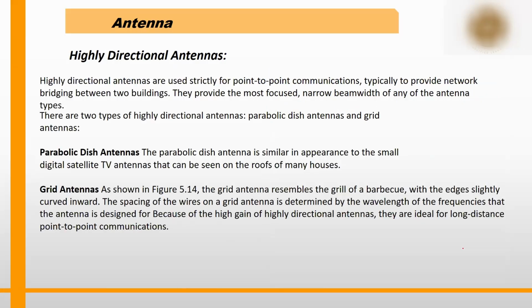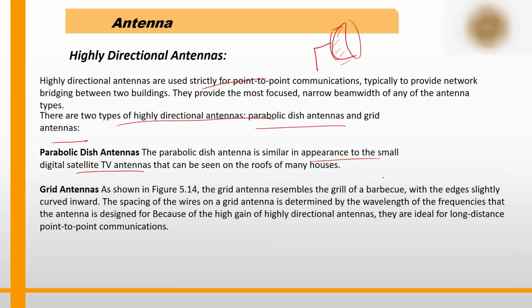Then the parabolic dish antenna. You might know the dish-like older dish antennas. Highly directional antennas are used strictly for point-to-point communication. There are two types of highly directional antennas: parabolic dish antennas and grid antennas. The parabolic dish antenna is similar in appearance to the small digital satellite TV antennas. You might have seen this parabolic dish antenna in many places.